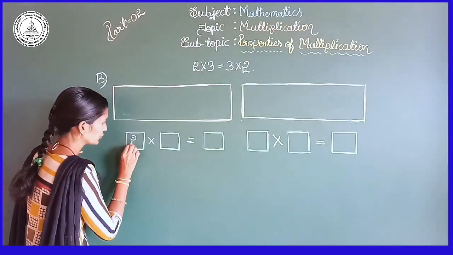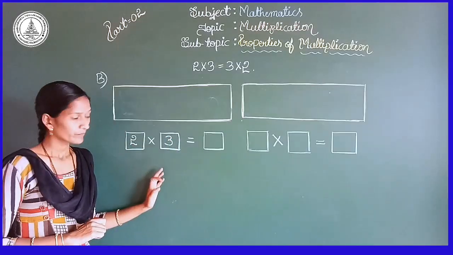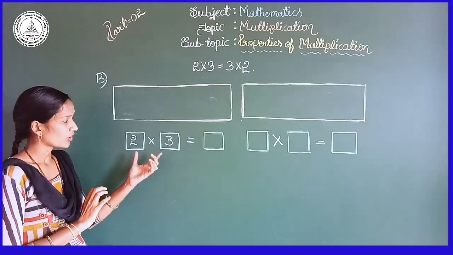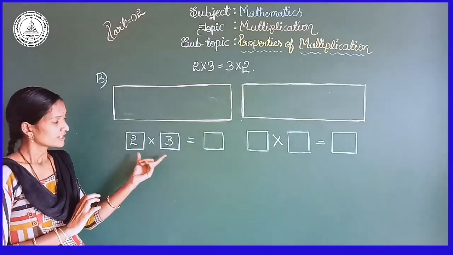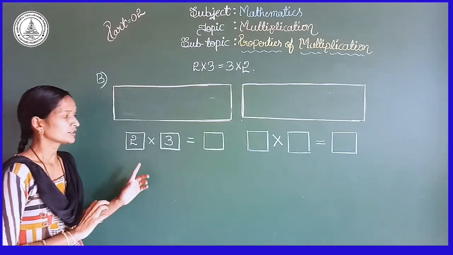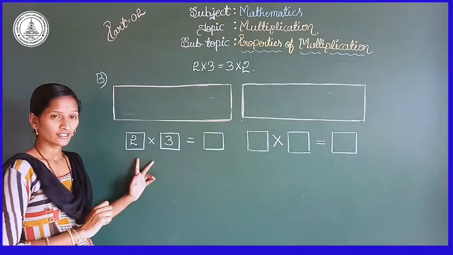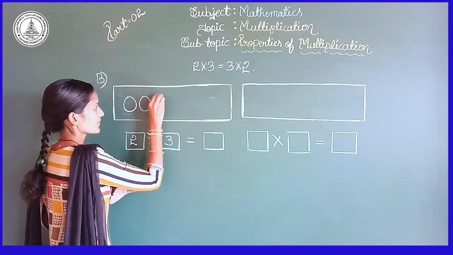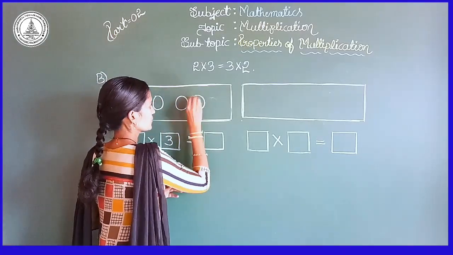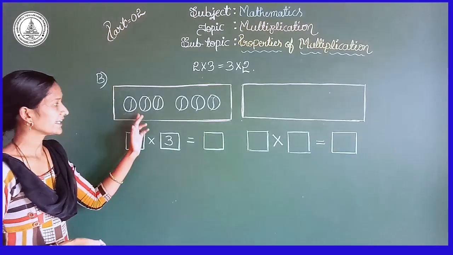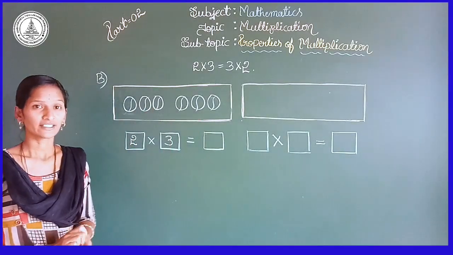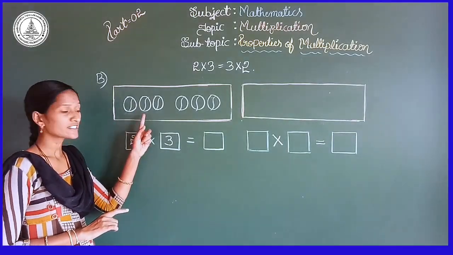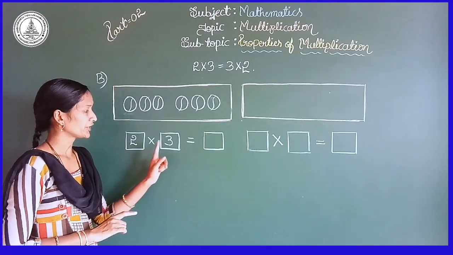So here I am writing 2 into 3. Here you have to arrange the balls, which means you have to draw the balls according to the multiplication fact. See here, 2 into 3 means you have to draw 2 sets. In each set there are 3 balls. 1, 2, 3. So each set has 3 balls. The total number of sets is 2 and each set contains 3 balls. So it is 2 into 3.